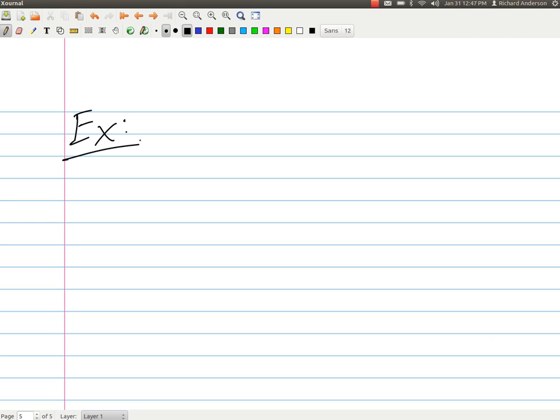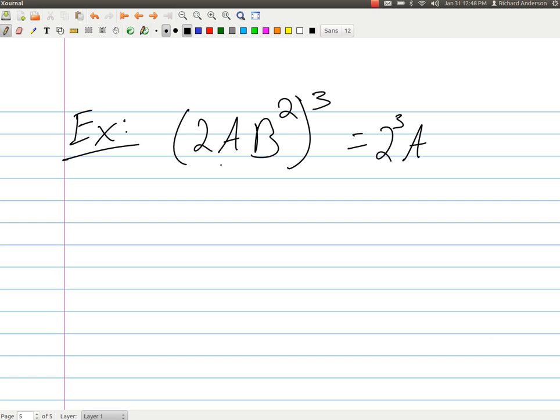An example of when you use the power rule for exponents would be 2ab squared, and that's all in parentheses. Then outside my parentheses, I'm raising that entire part inside to the third power. Okay, so what this means is that I am raising this 2 to the third power. I'm raising a, that factor, to the third power. And I'm also raising the b squared to the third power.